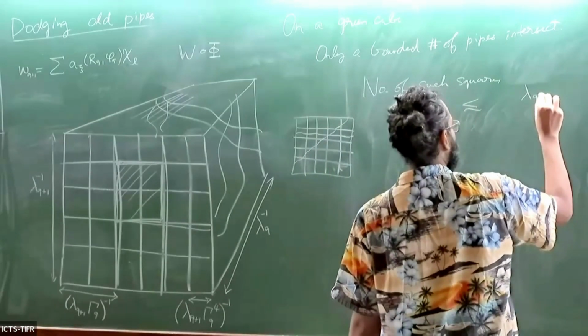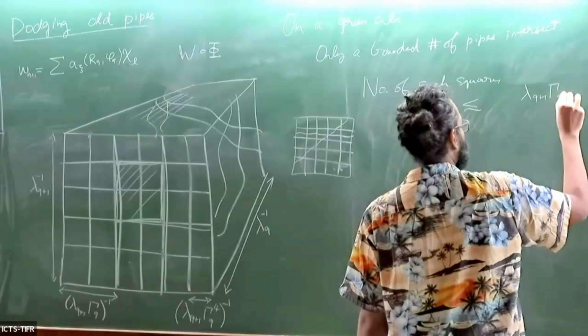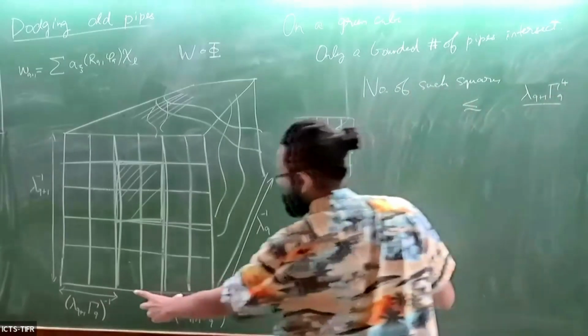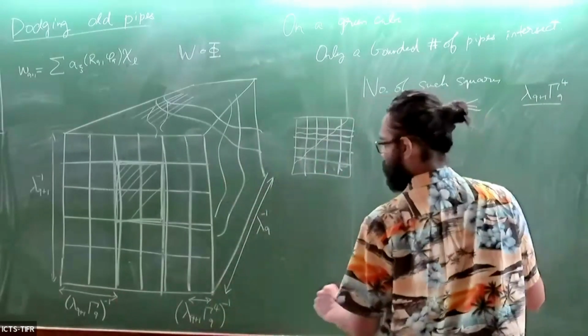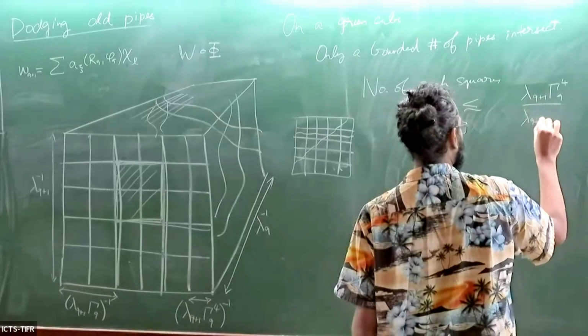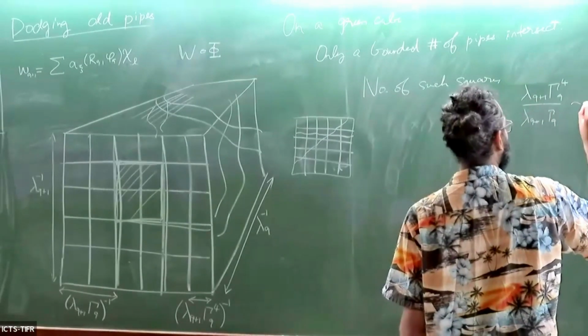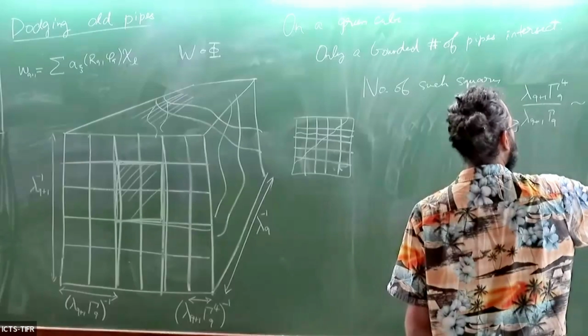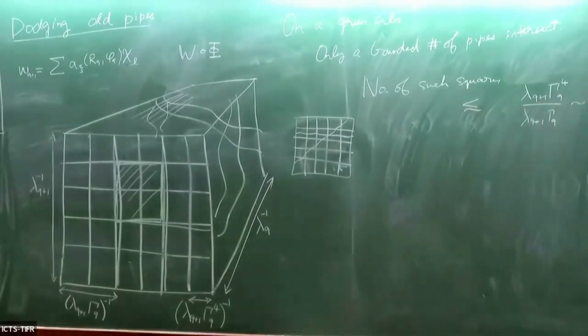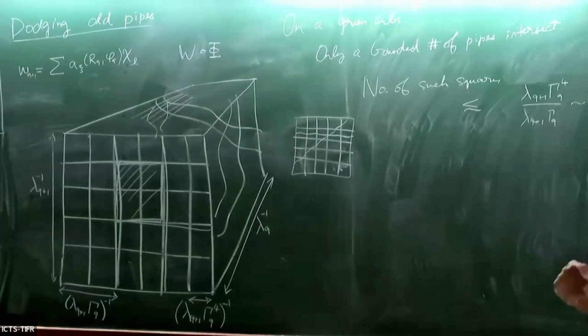So that's going to be this one here, lambda q plus 1, gamma q to the 4, over this length scale here, which is lambda q plus 1, gamma q, and this is basically lambda q cube, right, a gamma q cube.